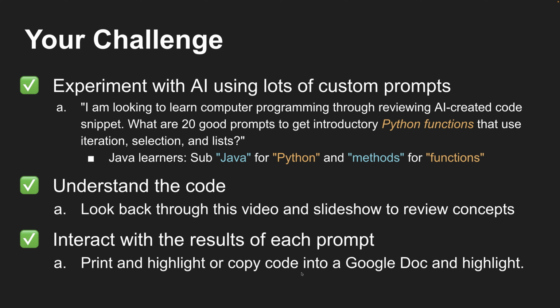So I'm looking to learn computer programming through reviewing AI created code snippets. What are 20 good prompts to get introductory Python functions that use iteration, selection, and lists? Right. So if you can imagine that kind of text, paste it into ChatGPT or Gemini or any other AI tool that you would like to use, you're going to see a lot of examples.